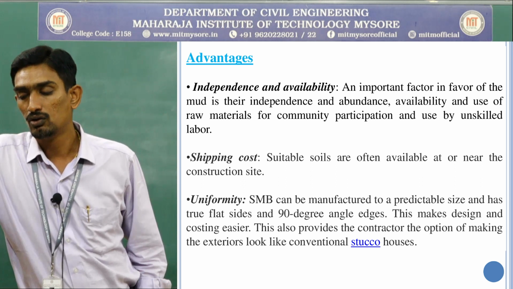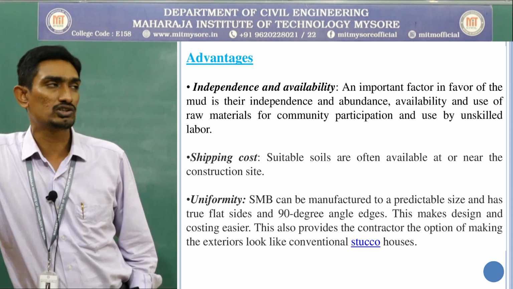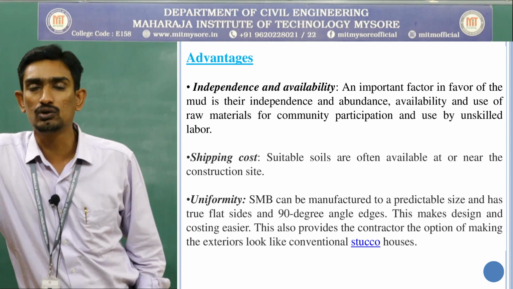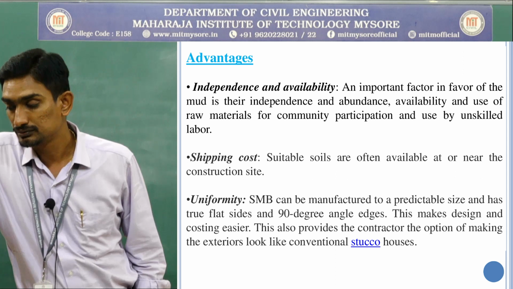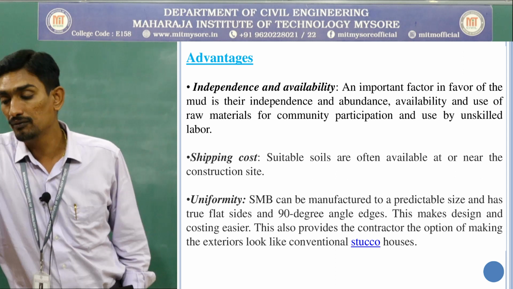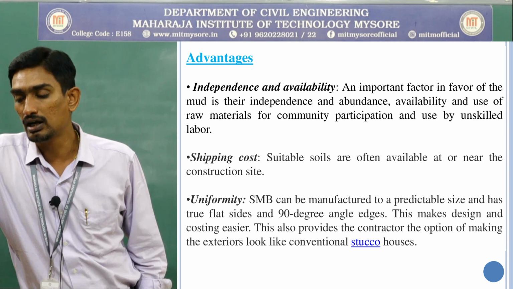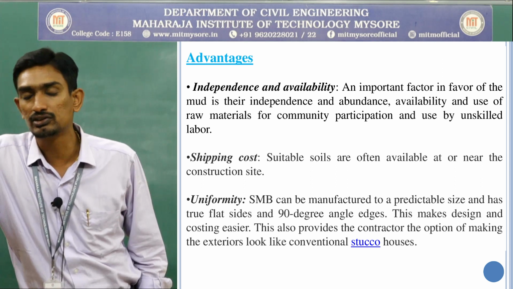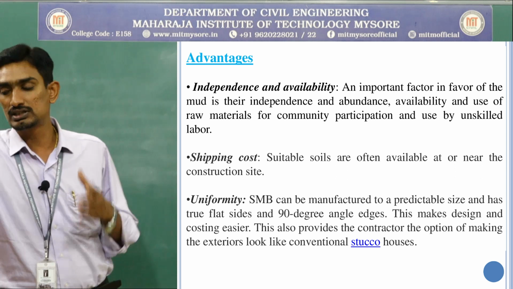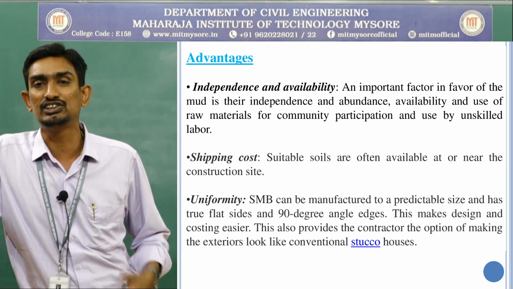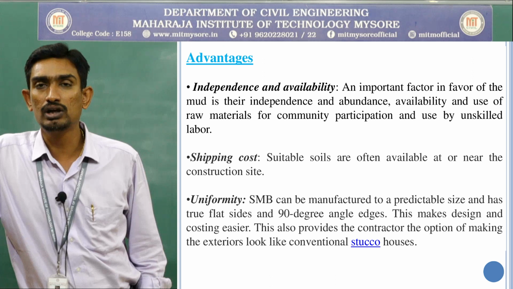Next, shipping cost. That means suitable soil is available nearby the site, so no need to worry about this. Next, uniformity. SMB can be manufactured to a predictable size and has flat sides. That means we can produce this SMB block to the preferable size and shape. No need to worry about warping.